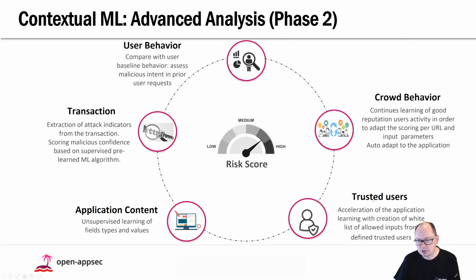And last but not least, you can configure so-called trusted users and tell the system that traffic originating from a certain group of users is to be considered benign, because you know those users. That way you can accelerate the machine learning, and whatever the machine learning engine sees from those users adds up to normal usage baselining from its perspective.